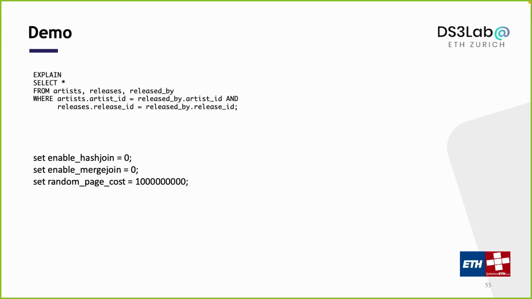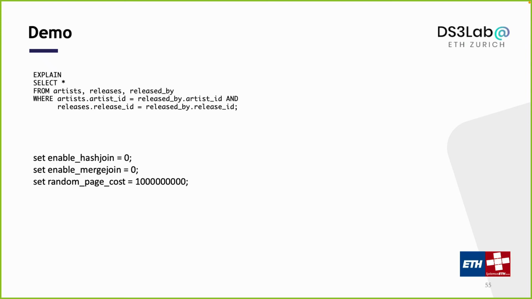So let's try to reason about this case. Assuming I tell these three things to my database, what would be the plan? In this case, the random access is super expensive, and usually that number is like 4 or something like that. So I change that to a very big number. I disable hash join, I disable sort merge join. If you run explain, what would you have?